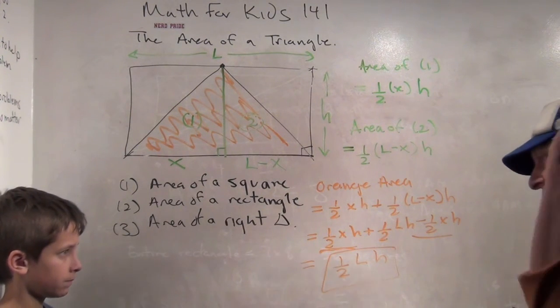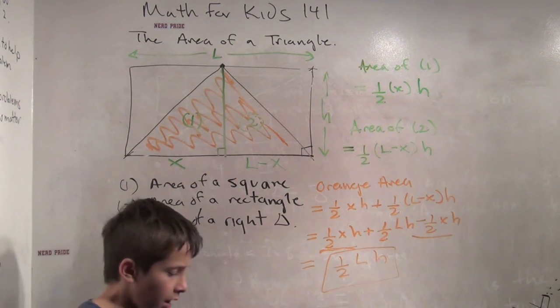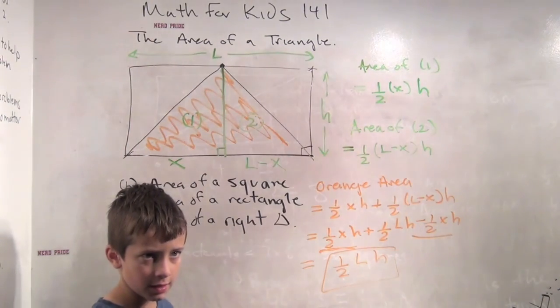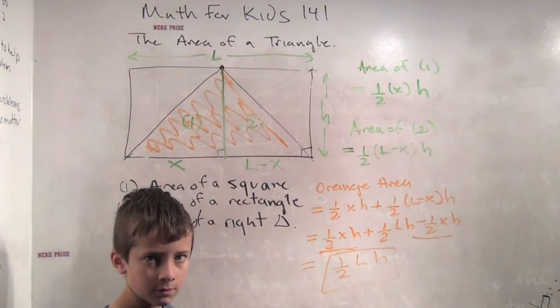Yeah. Okay, so what is the formula for the area of a triangle? It's 1/2 base times height. Good job.